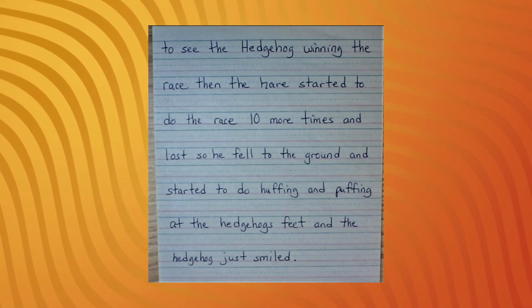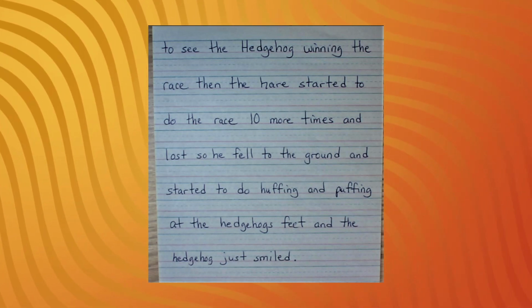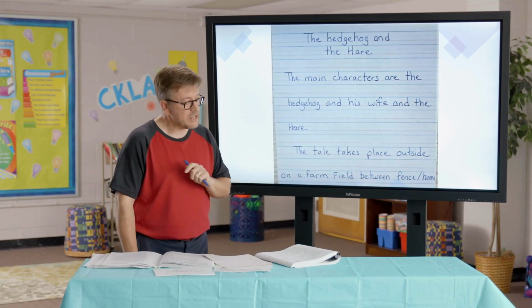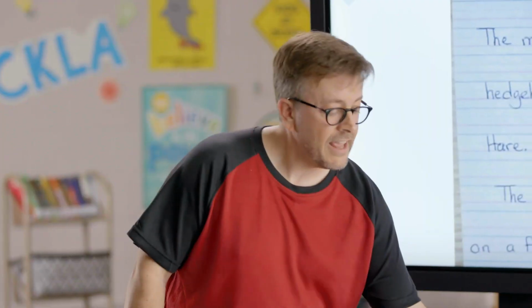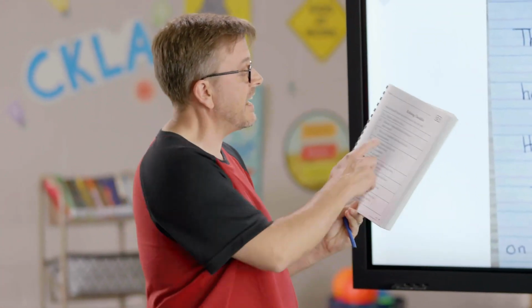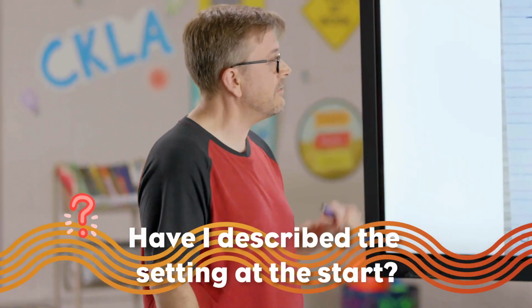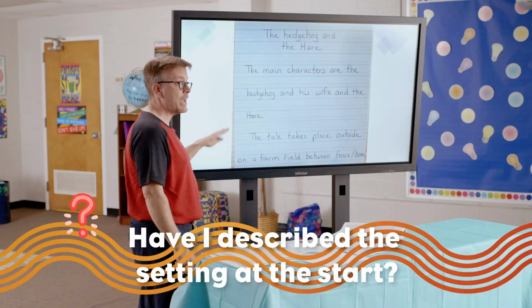I'm going to go back to the beginning of our paper, and we've said it has a title, so we can check that off our list. Let's look at the second one on our list. Have I described the setting at the start? So let's look back at our writing and see if the writer has described the setting.